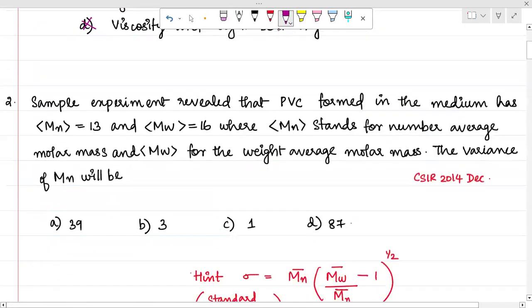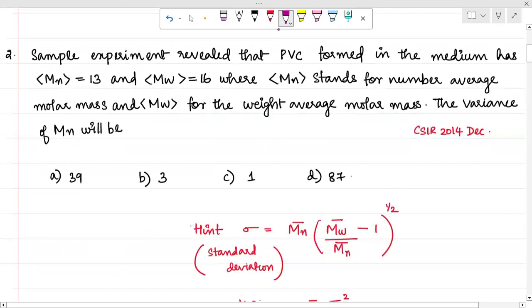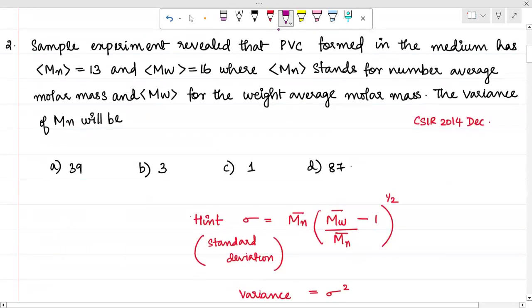Next question. This is a variety question. So I have already given the hint. You can add these formulas to your formula books and let's try to solve the question. A sample experiment revealed that PVC, polyvinyl chloride, formed in the medium has number average molar mass of 13 and weight average molar mass of 16. Now you have to find the variance. Understand that variance is equal to the square of standard deviation, and you have to find the standard deviation.